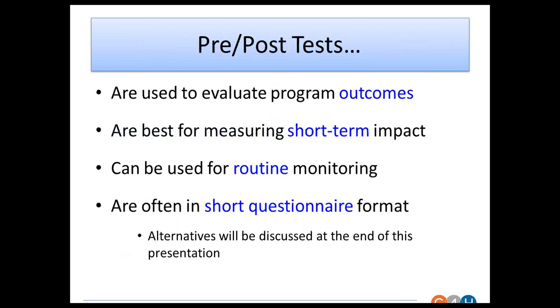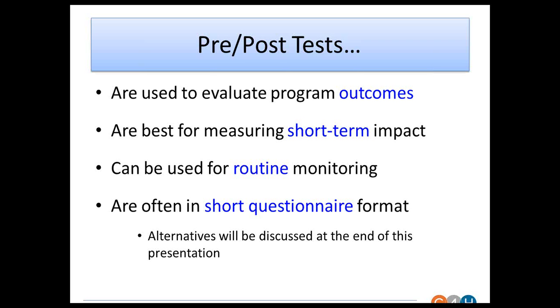Pre and post tests are used in outcome evaluations, which are done to see if the program is meeting its intended outcome objectives. They are best for measuring short-term impact. So remember, we want to see what's happening as a result of the program. So taking these measures as close to the beginning and the end of the program is key. That way we can be more confident that any changes we see are a result of the program itself and not something that participants have learned somewhere else, like from their friends, at school, from TV or music, things like that.